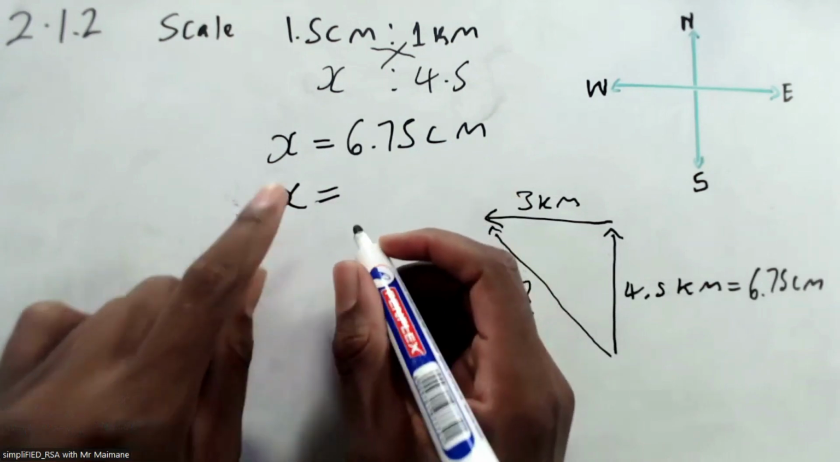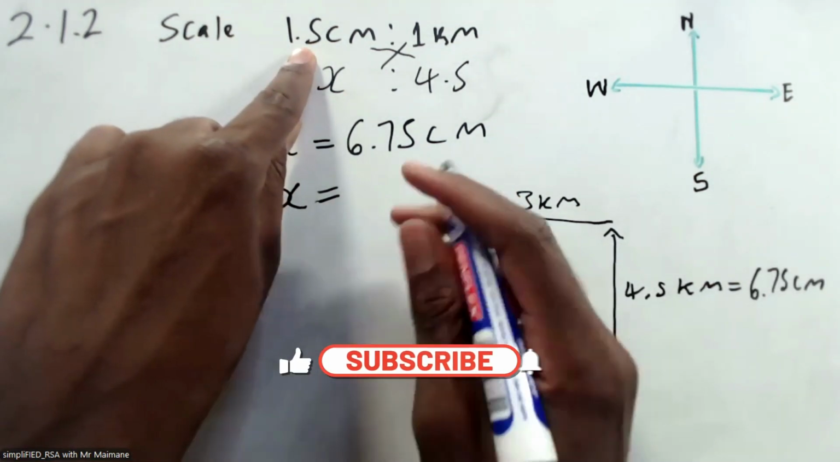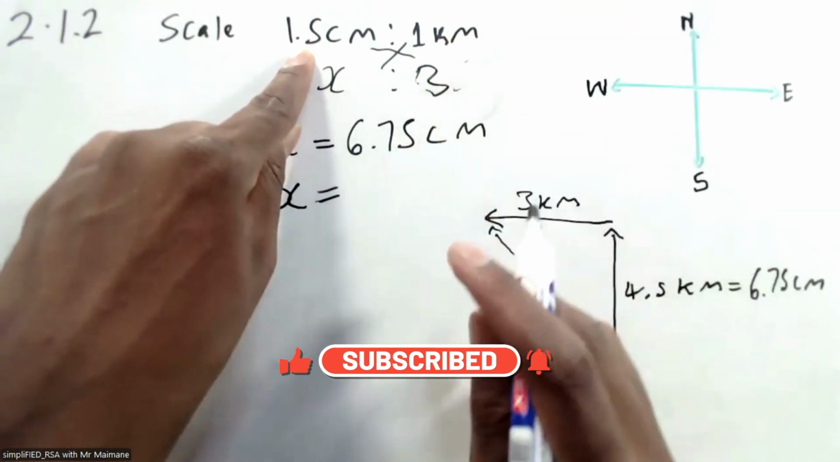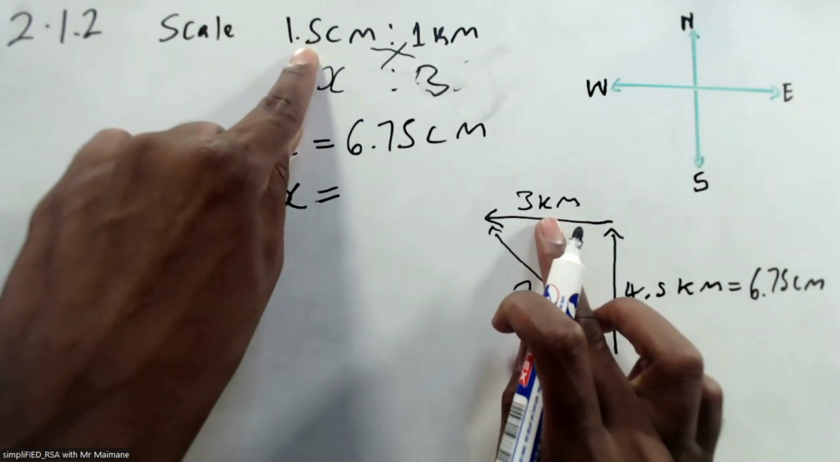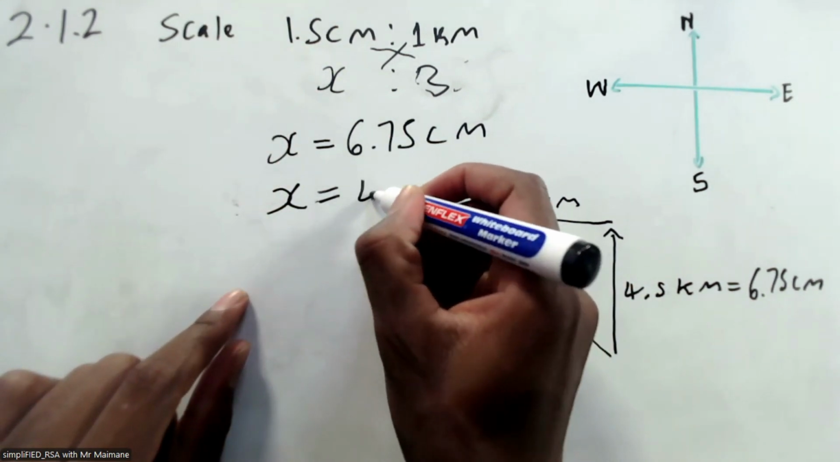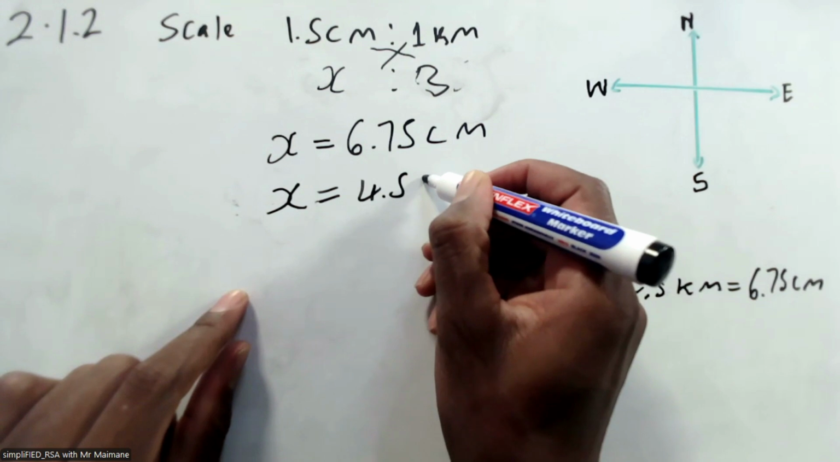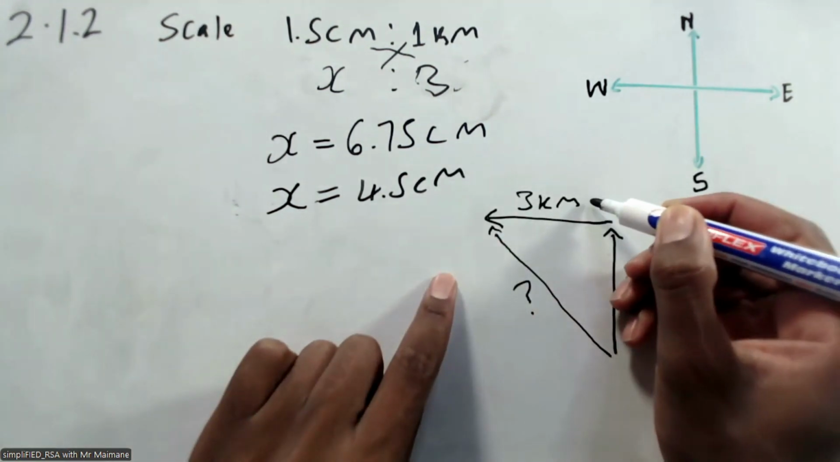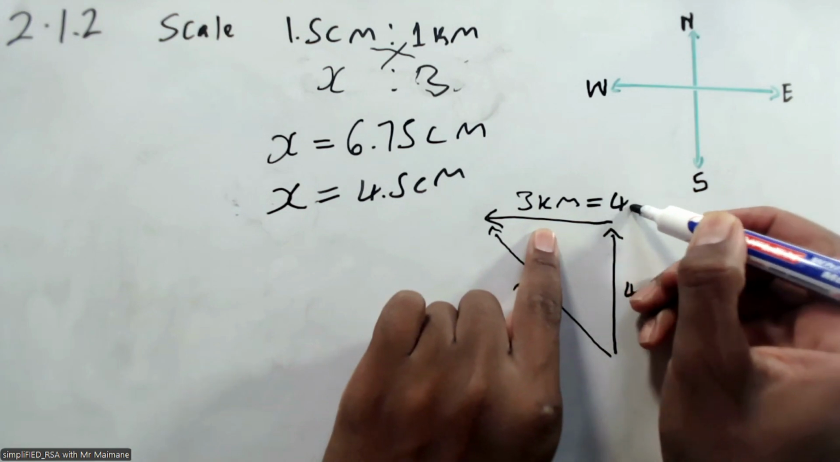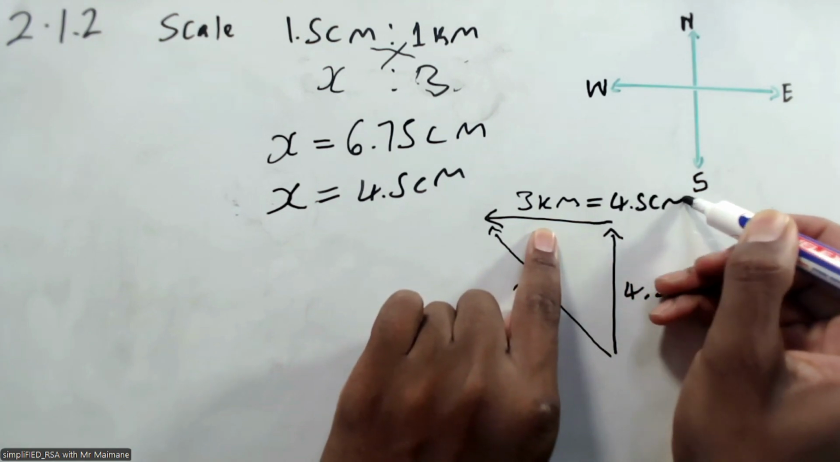Again, it's not a haircut. I just go 1.5 again. Now, instead of 4.5, I'll multiply by 3. 3 times 1.5 is going to give me 4.5 centimeters, meaning Johnny would have gone 3 kilometers, which is proportional to 4.5 centimeters.